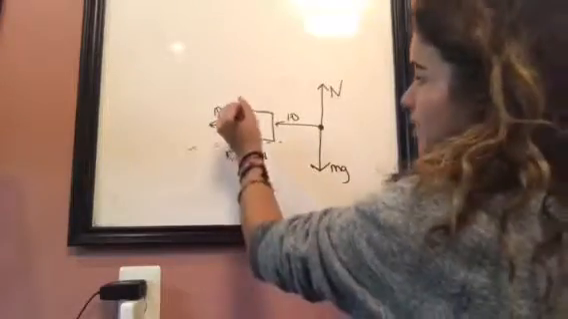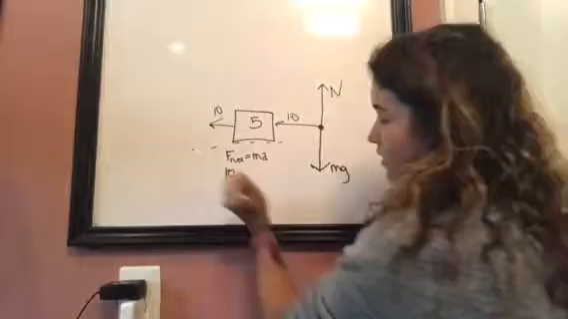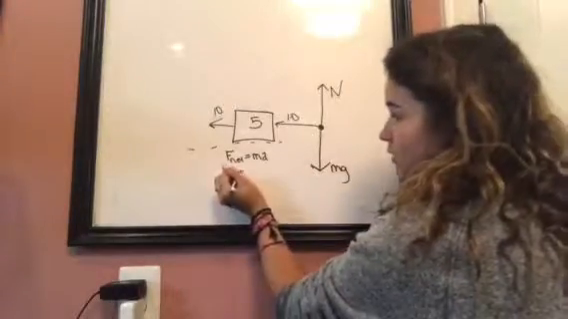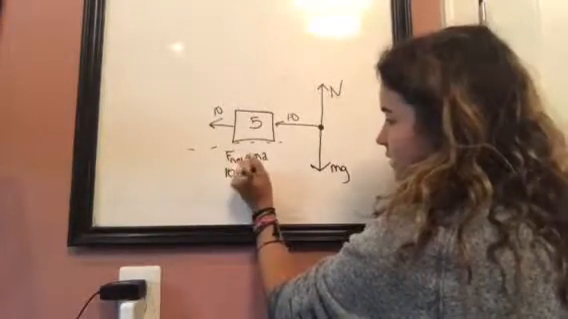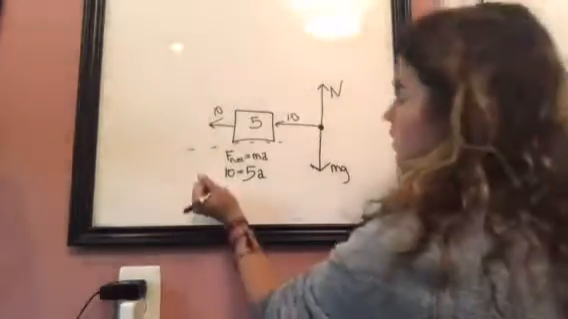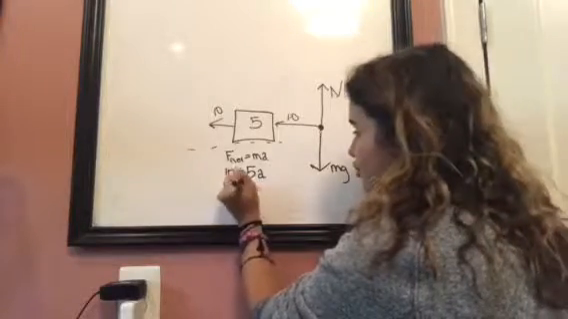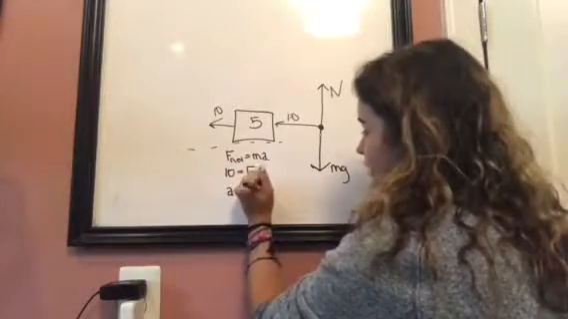So we know that the box is 5 kilograms, the force is 10, so the total force in that direction is 10, equal to 5 being the mass times the acceleration. So if the problem asks you to calculate the acceleration of the object, you know it's moving with a constant acceleration of 2 meters per second squared.